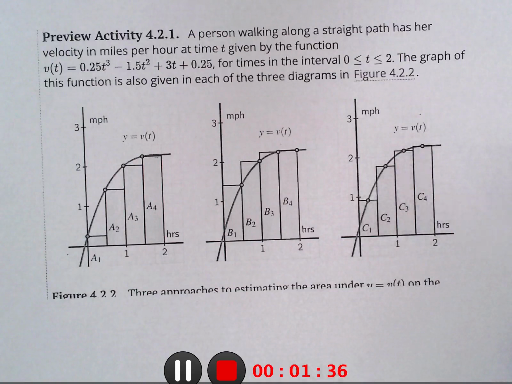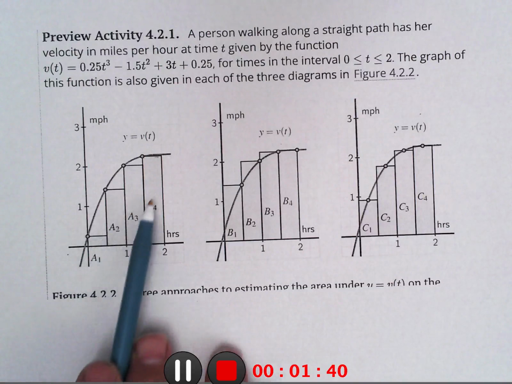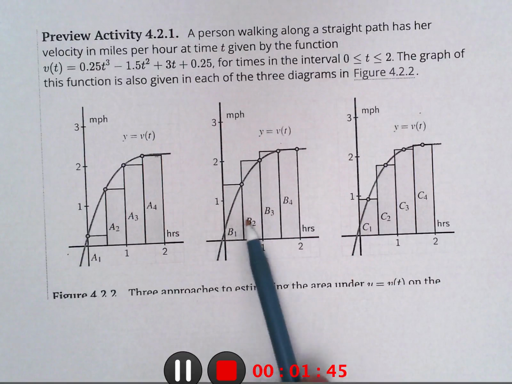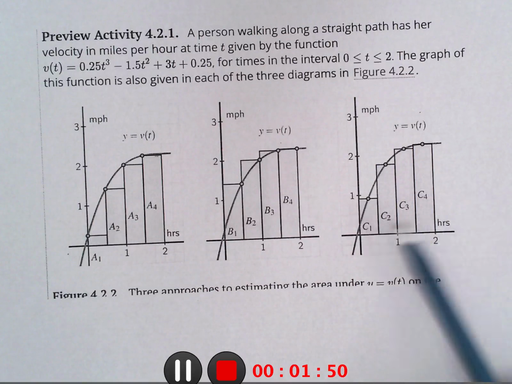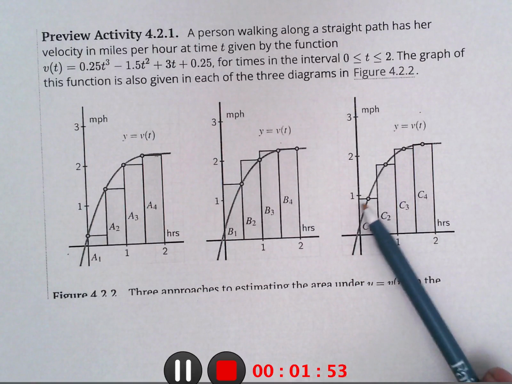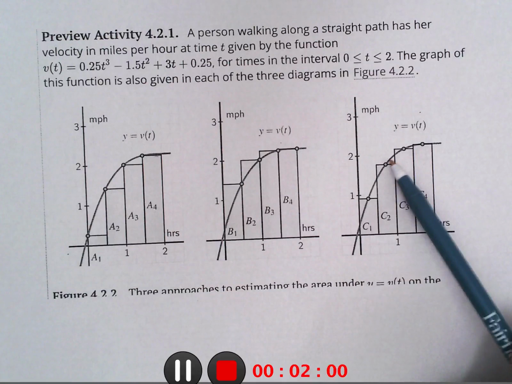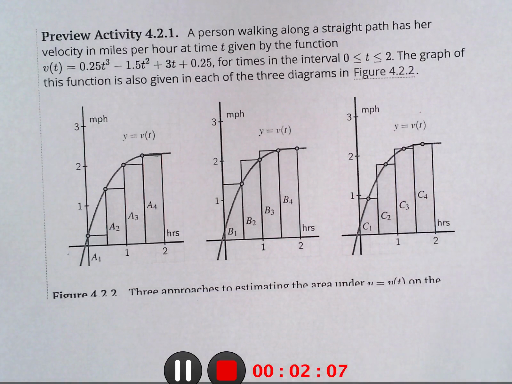And you can see that the sum of areas A1, A2, A3, and A4 would be an underestimate. The sum of the areas B1, B2, B3, and B4 would be an overestimate. And the midpoint ones, there's some under and some over, so this might be pretty close. This has a little bit that it's missing, but it's got some extra here, so a little missing, a little extra, and pretty close there. So the midpoint one would be the closest estimation for the area.